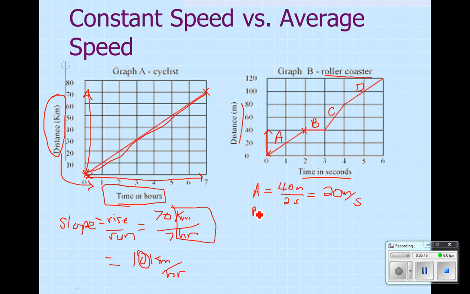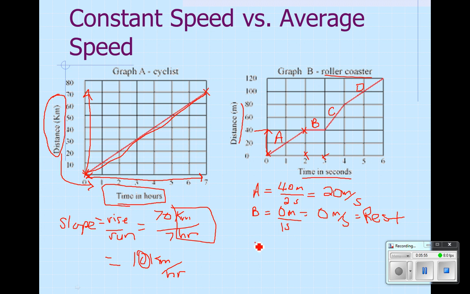Let's analyze segment B. If we take a look at B, what is the rise in B? Well, if you go over to the edge here, we are staying right at 40 meters. So over the course of time, is there any change in our Y direction? The answer is no. So we've got 0 meters per second. And we've got 1 second because we've gone from 2 seconds to 3 seconds. And therefore, what is our constant speed in segment B? It says 0 meters per second, which also means that we are at rest.